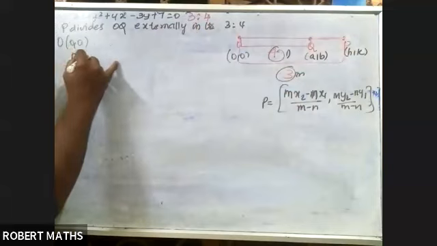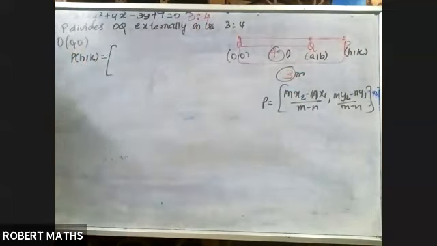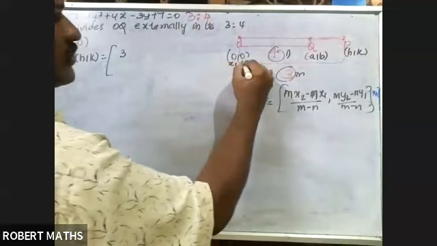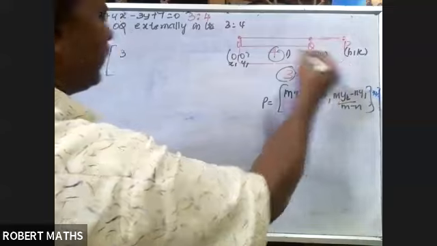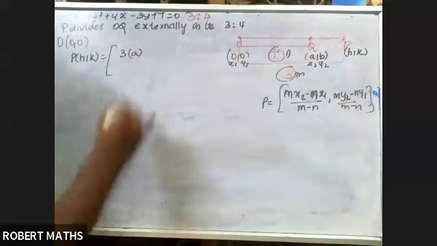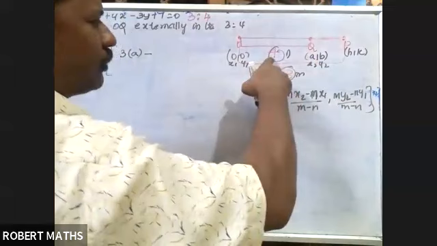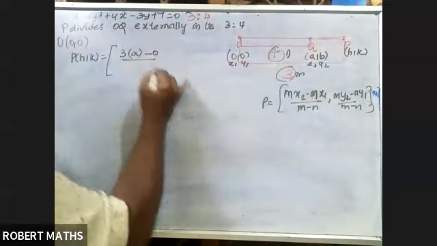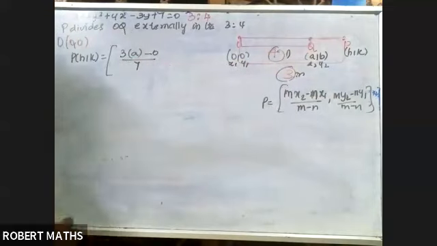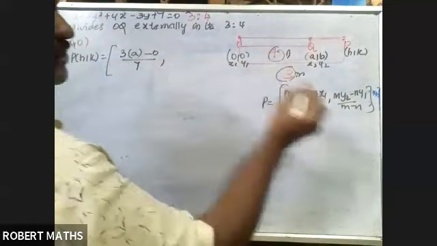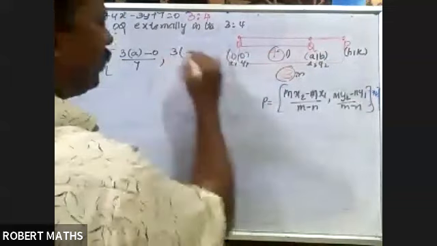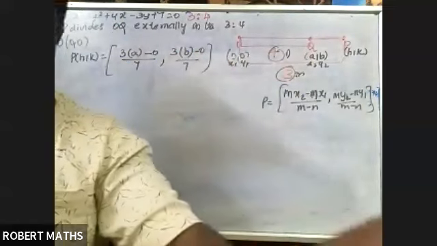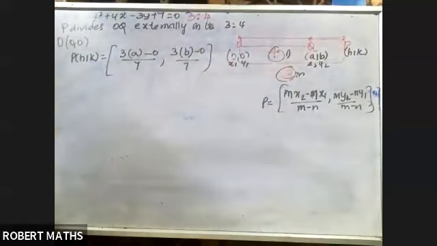அப்ப P of H, K is equals to, use the formula mx2 minus nx1. M என்றது என்னது 3. This is x1, this is y1, this is x2 and y2. x2 is what? A. Minus n into, what is n value? 4. Your x1 is 0. Divided by m plus n, 4 plus 3, 7. Next, m into y2, 3 into y2. Your y1 is 0, divided by 7.